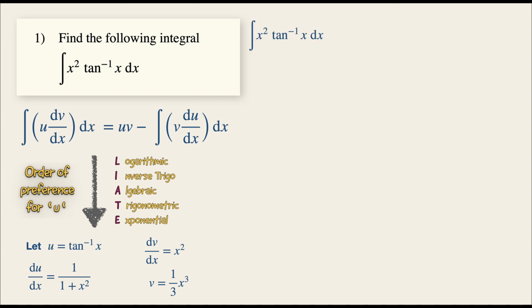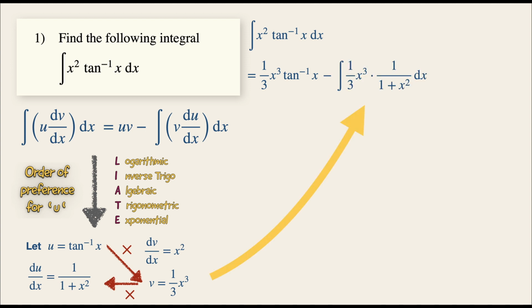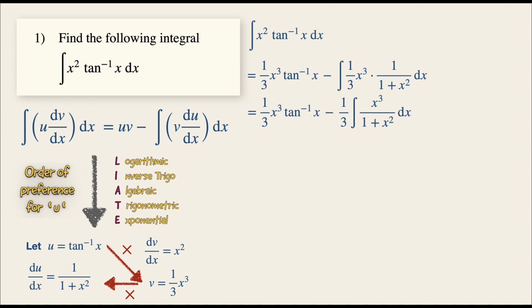Now, once you have all this information at hand, what we can do is to take u multiplied by v and place it over here as the first term. Minus the integral of v multiplied by du over dx, which gives us this expression over here. Now what we can do is to simplify this expression further, which will give us 1/3 x cubed tan inverse x minus 1/3 the integral of x cubed over 1 plus x squared dx.